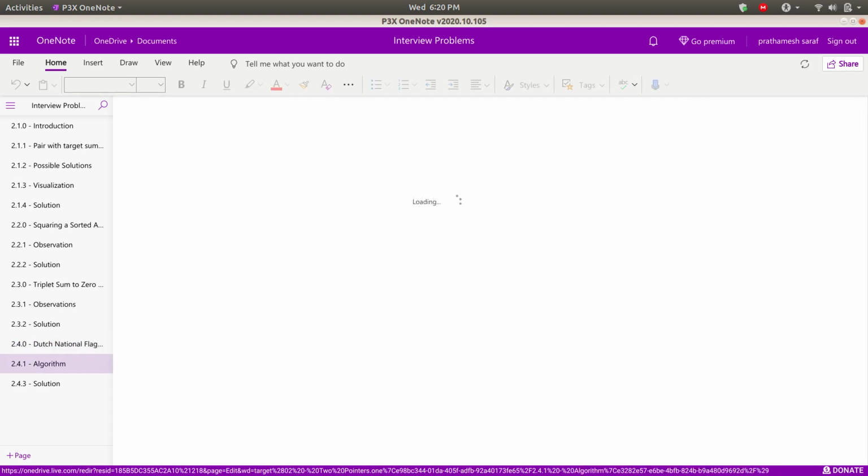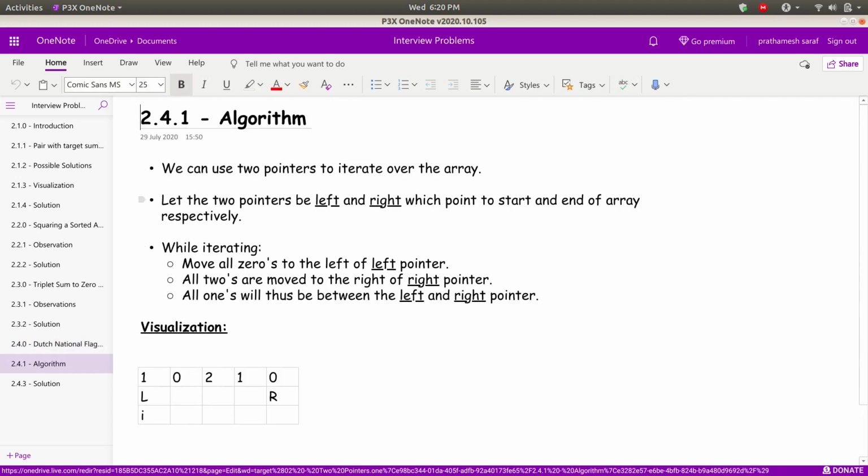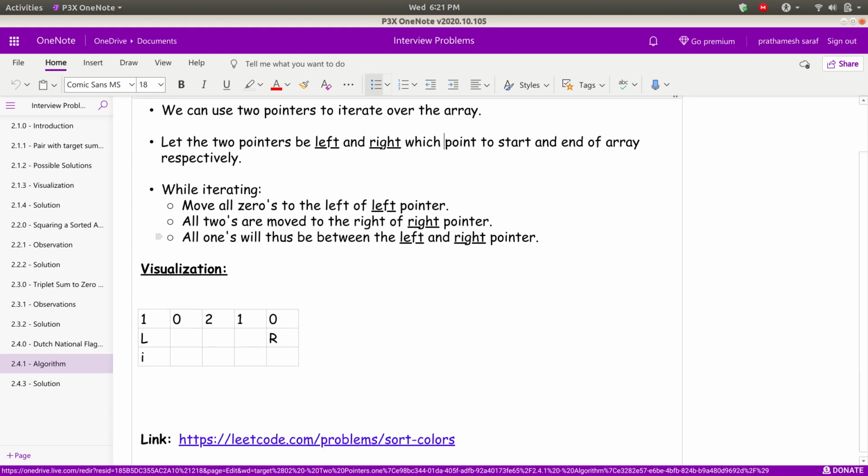Now this is the algorithm. It's a very easy algorithm. So we'll use two pointers to iterate over the array, let us call them left and right, which will point to the start and the end of the array as usual convention. That is, the left pointer would be at the start of the array and the right pointer would be at the end of the array. Now here is the main part.